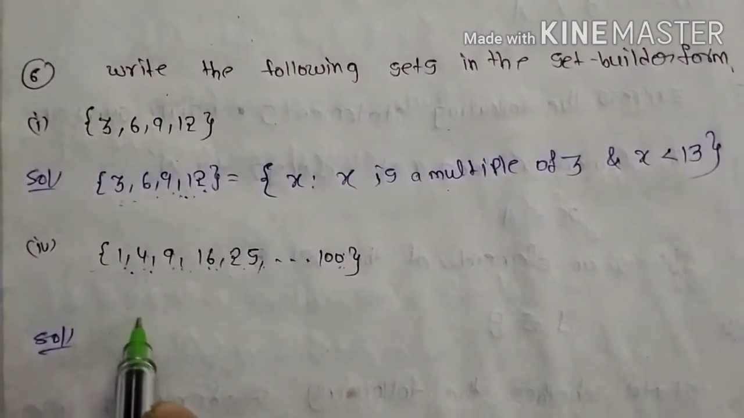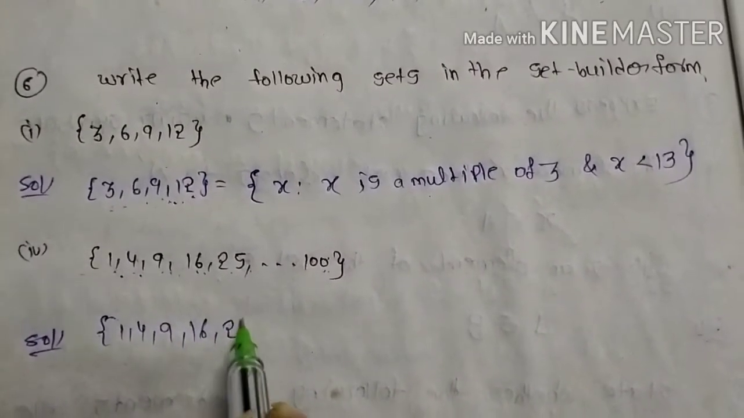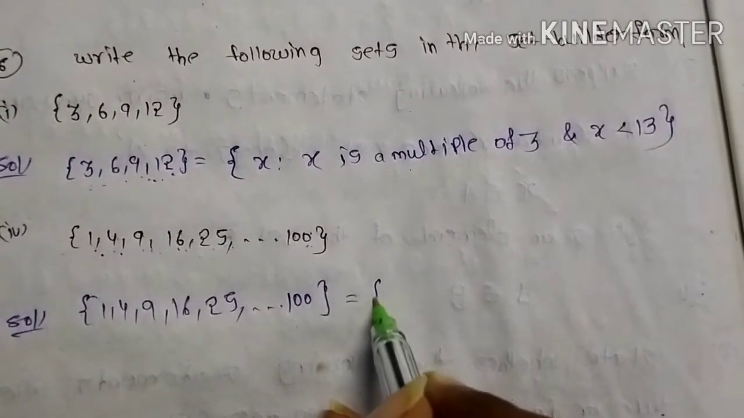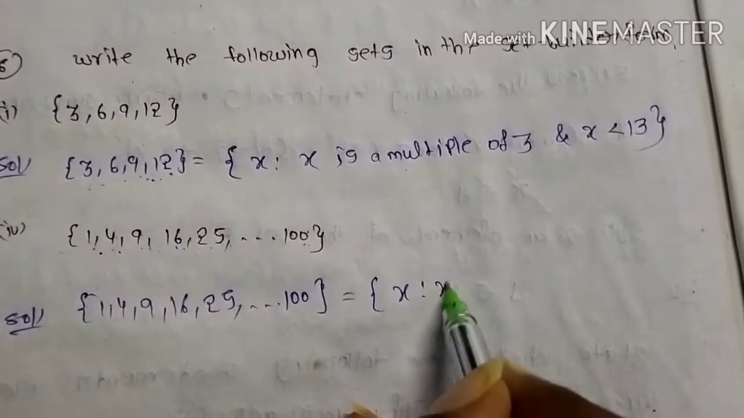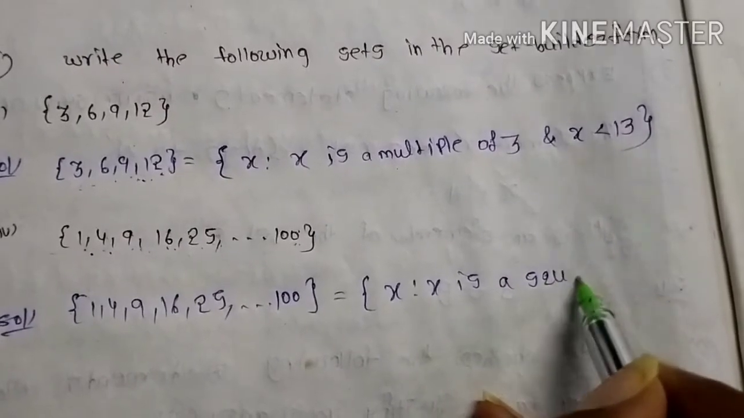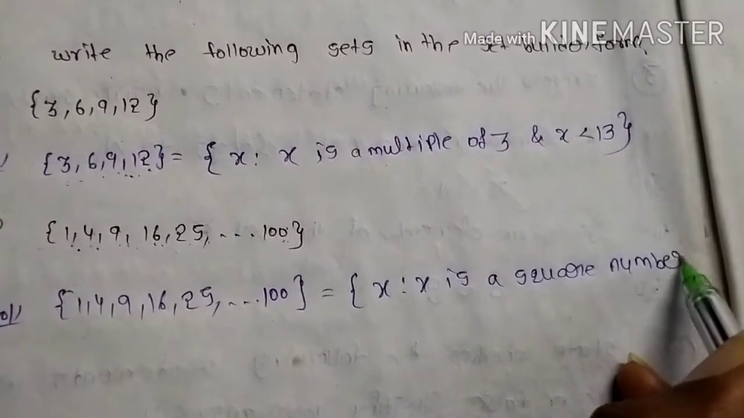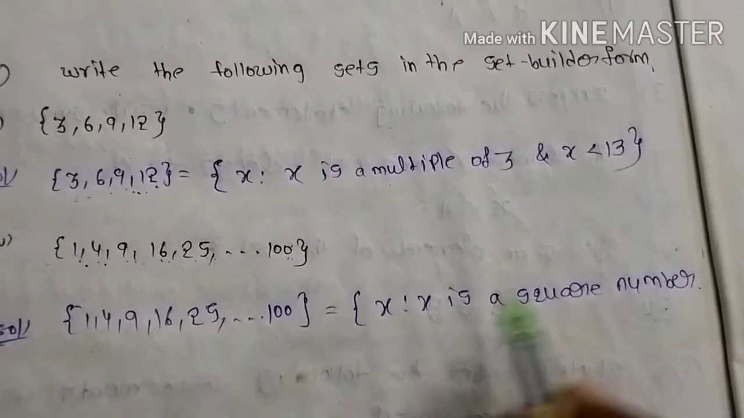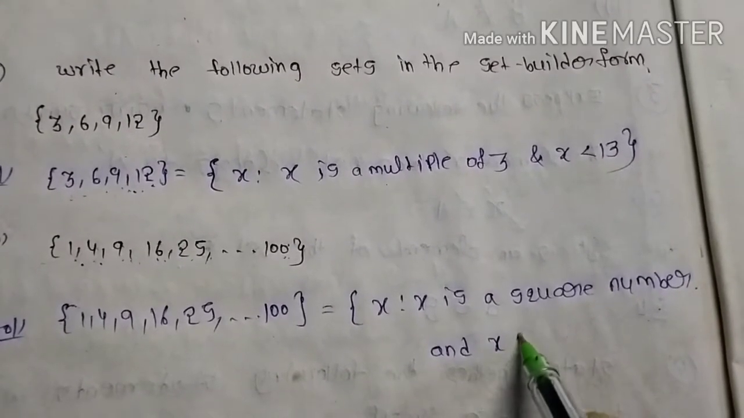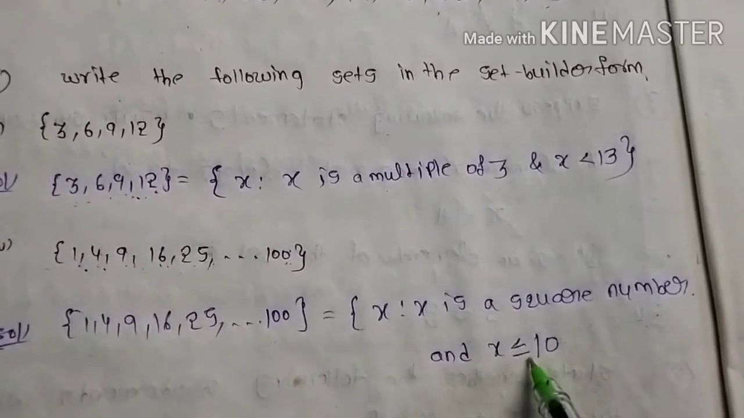Yes. So you can write here 1, 4, 9, 16, 25, up to 100 is equal to the set of x such that x is a square number. X is a square number or not? Here up to which numbers have they taken? x is less than or equal to 10. Yes or no? That means we have taken up to 10 square or not?